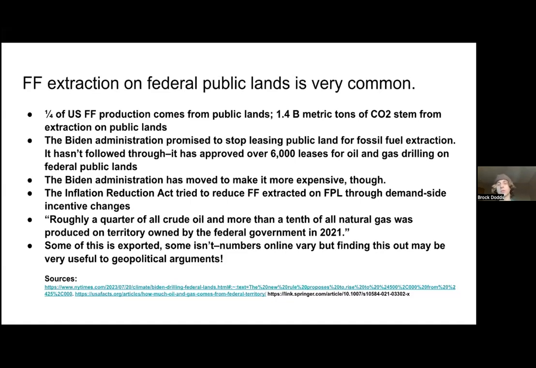That's 1.4 billion metric tons of just CO2, not even including other greenhouse gases that ultimately stem from the extraction on federal public lands.